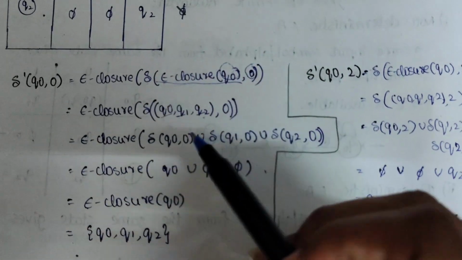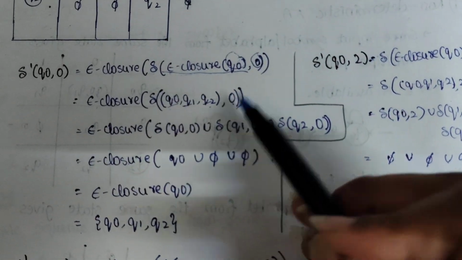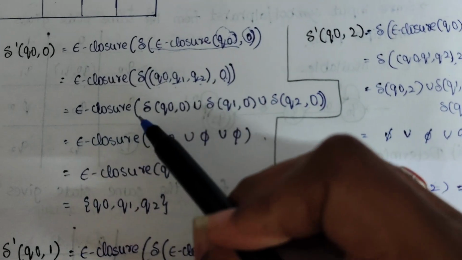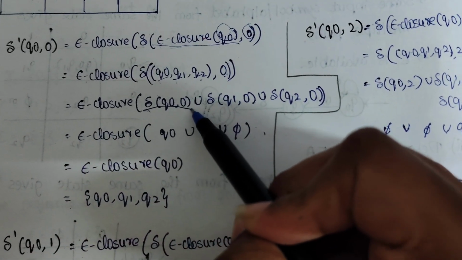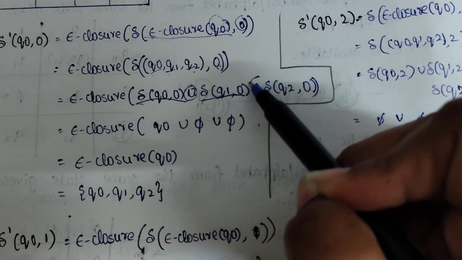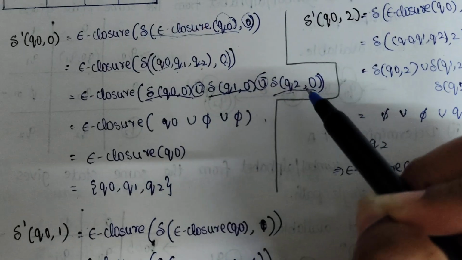So let us split this. Delta of Q0 comma 0 union delta of Q1 comma 0 union delta of Q2 comma 0. We can write it this way.